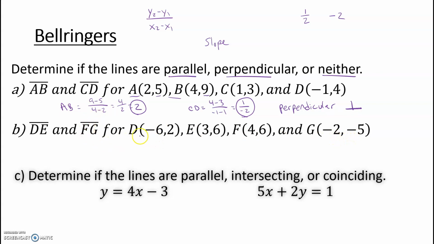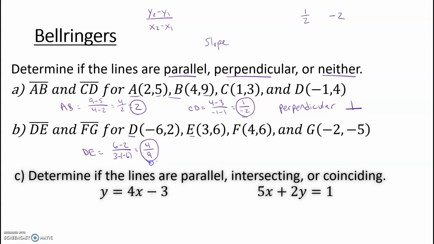All right, next one, DE. So let's look at DE. We'll do our slope. So 6 minus 2, there's my y's. And then keep the same order. So we did 6 minus 2. We're going to do 3 minus -6. 6 minus 2 is 4. Minus negative becomes plus, so 3 plus 6 is 9.